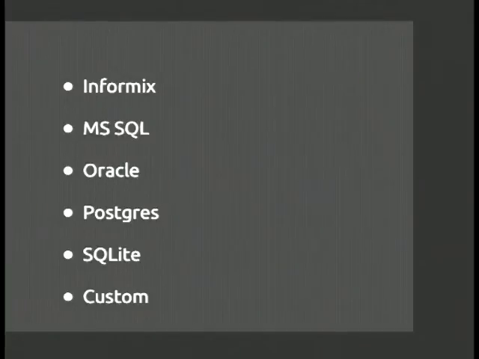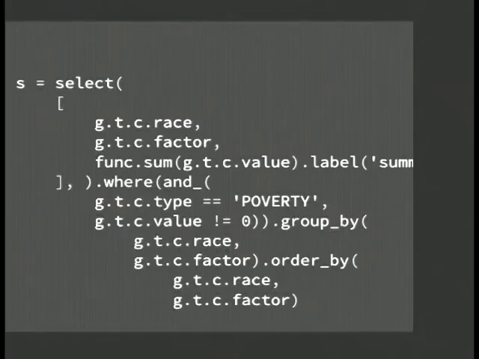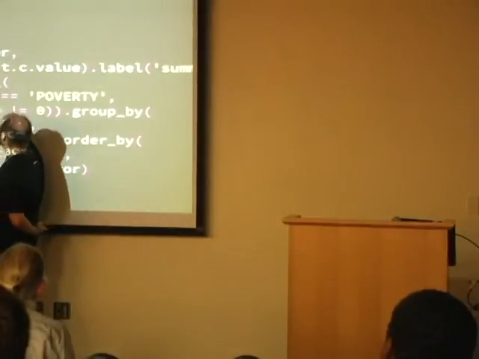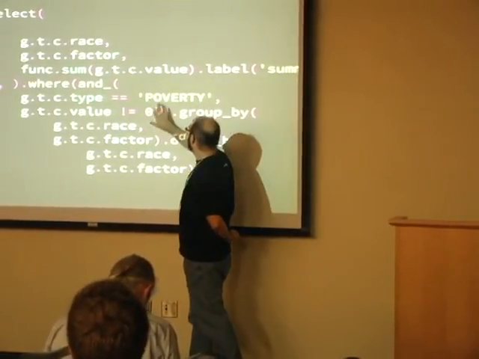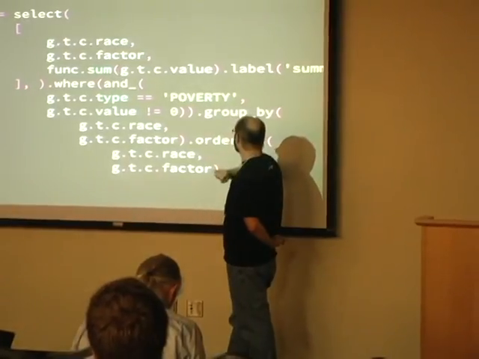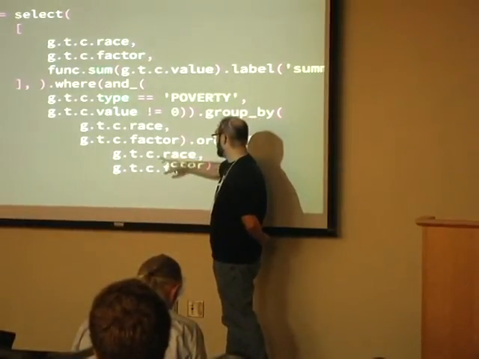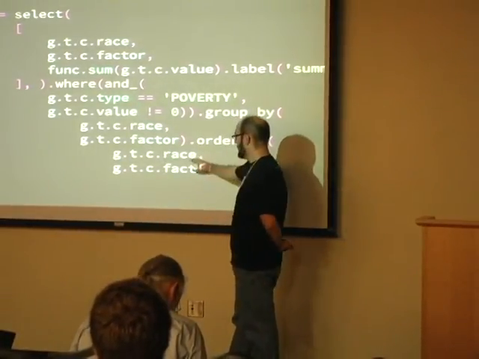So we can take something like Redshift, where it's sort of Postgres, but it has columns that aren't the normal way, and allows us to write select statements like this. Now, this looks nasty, I know. I was trying to get it to fit on a slide, so that's why everything's letter dot letter. But trust me, there's a column called race. There's a column called factor. We wanted a sum of how many of them there were, labeled as summary. We wanted to know where the value was of the poverty type. We wanted to group by race and by the factor, and then order by race and factor.